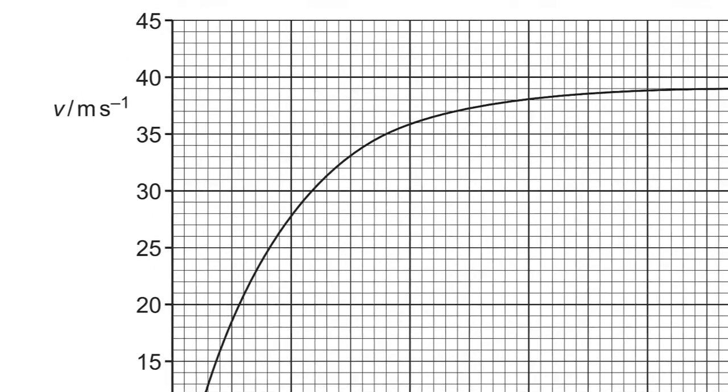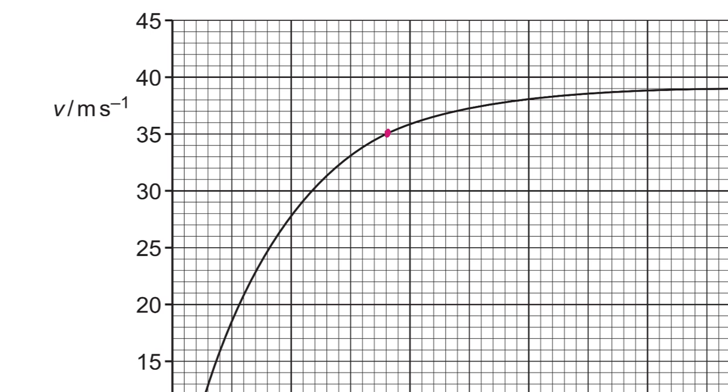So 9 seconds is going to be here. And basically to find the acceleration at this point, I need the gradient at this point, for which I will need to make the tangent. So I'm using this property that the gradient of the velocity time graph is acceleration.